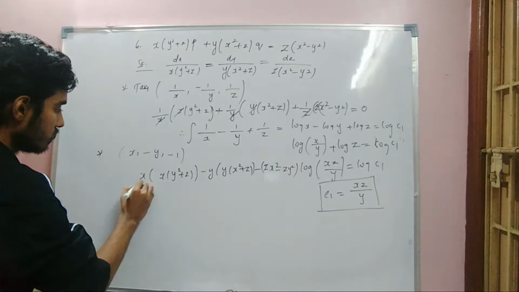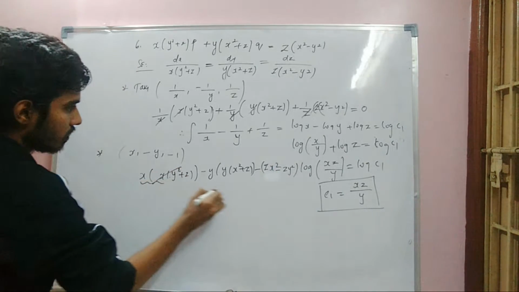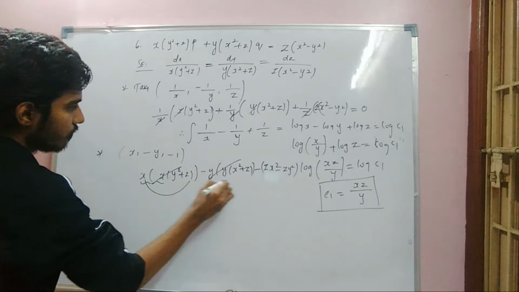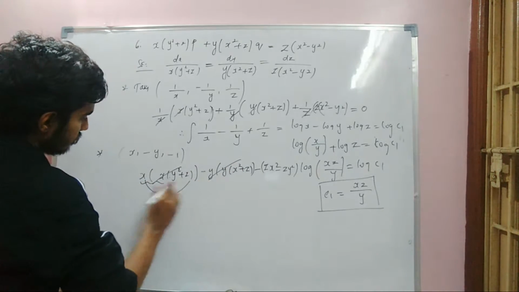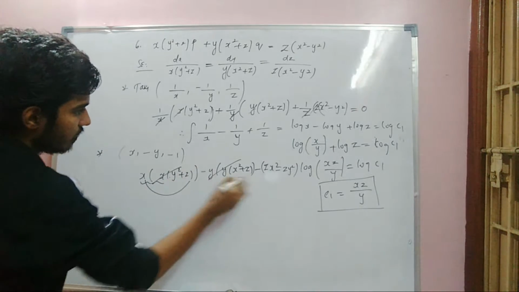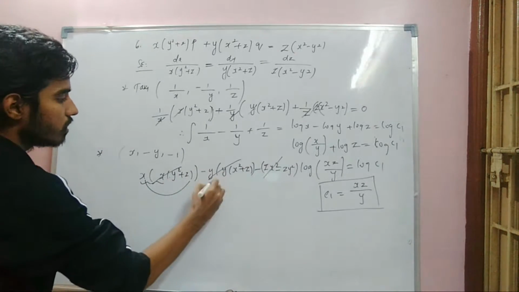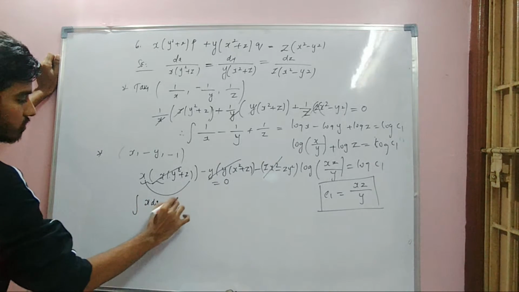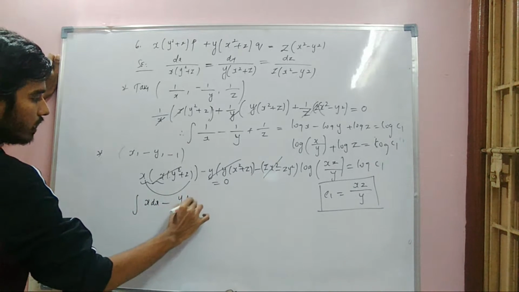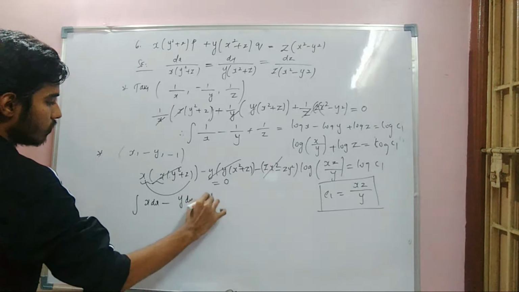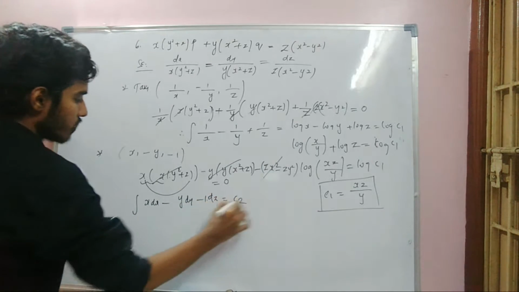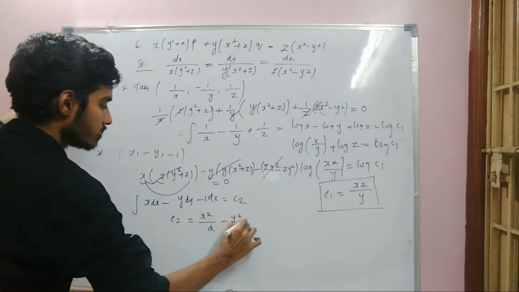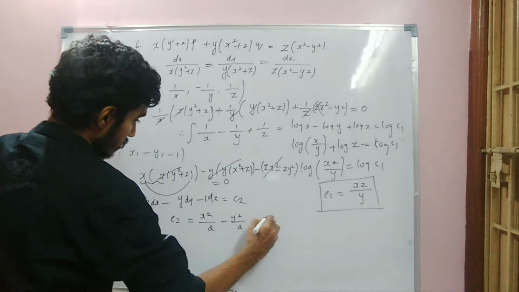So you can see this is x square y square, and this x square y square will get cancelled. So here we have plus xz, and here we have plus x square z, and here we have minus x square z. So all the terms will be equal to 0. Therefore integration of x dx minus y dy minus 1 into dz is one of the solutions. So therefore C2 is equal to x square by 2 minus y square by 2 minus z.